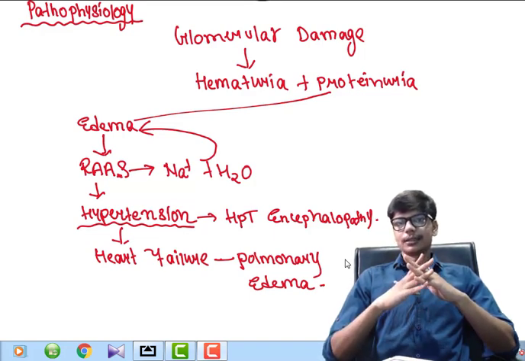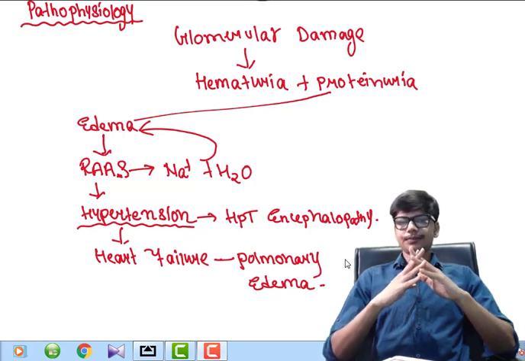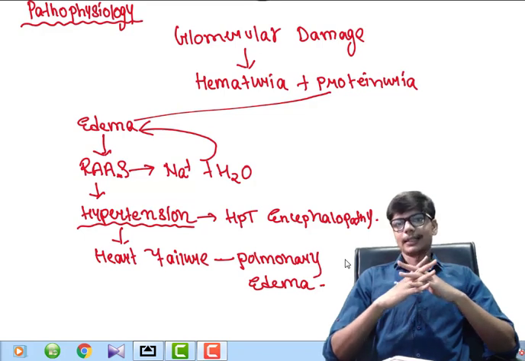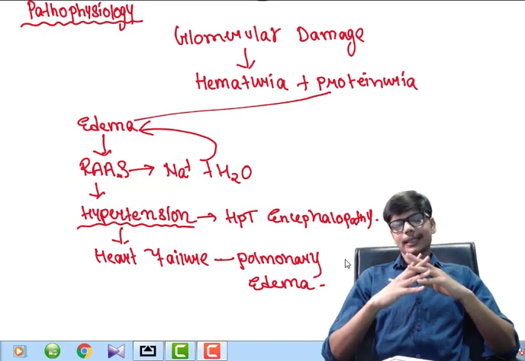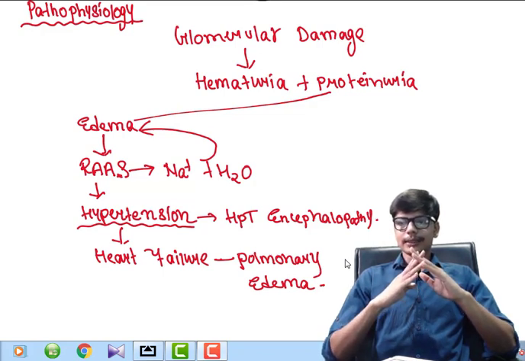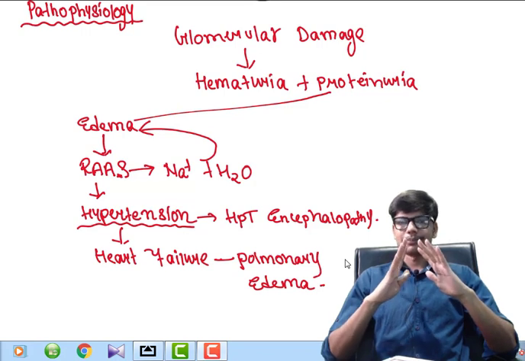Proteinuria results in edema due to reduced osmotic pressure of the circulating fluid, and in turn this edema can activate the renin-angiotensin-aldosterone system, which can cause sodium and water reabsorption, and this can further contribute to edema. In turn, the renin-angiotensin-aldosterone system releases angiotensin II, which is a potent vasoconstrictor, which results in hypertension. This hypertension can sometimes precipitate hypertensive encephalopathy as well as heart failure. Heart failure in turn can lead to pulmonary edema. So this is the basic pathophysiology of APSGN.